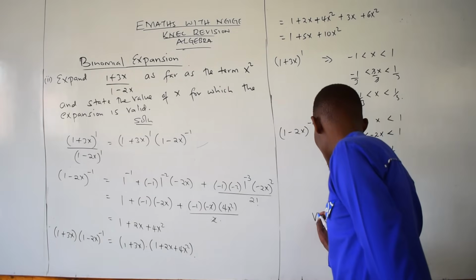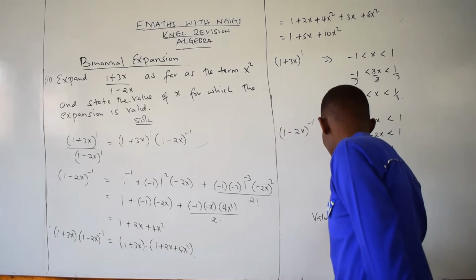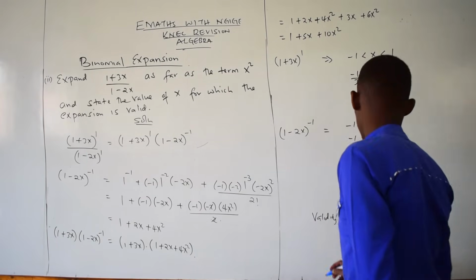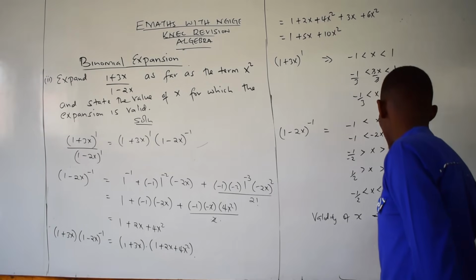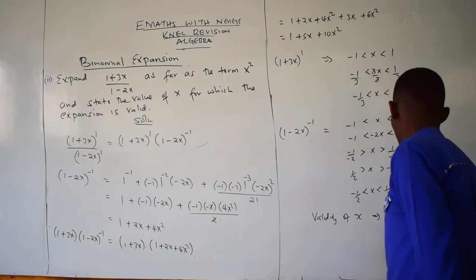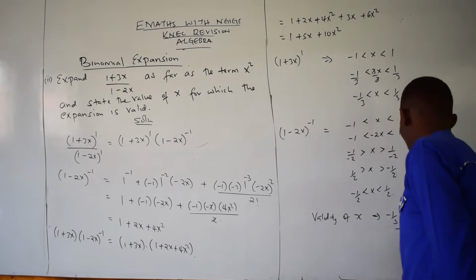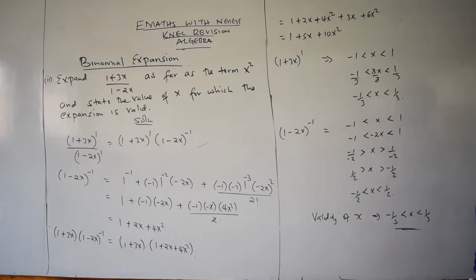So therefore, the validity of x is from negative a third to a third, and that is the solution.